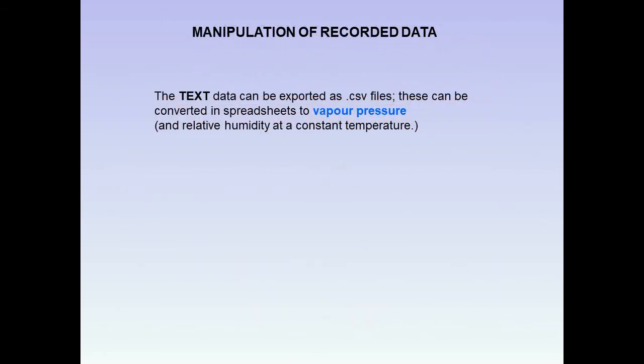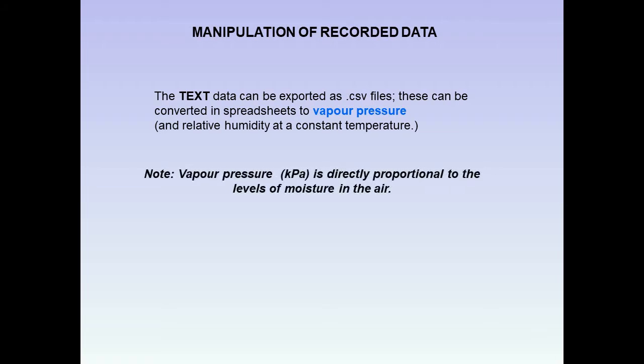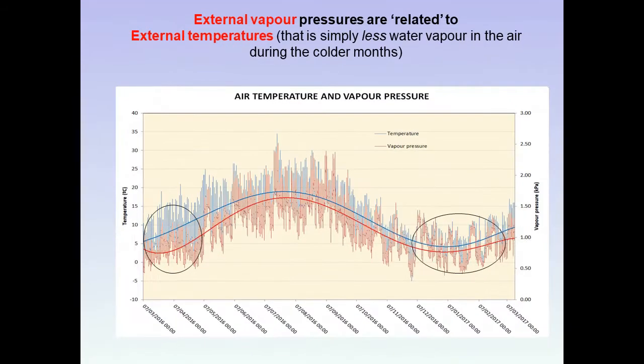Once we've got our data, we can manipulate it. The text data can be exported to Excel as a CSV file, and these can be converted to vapour pressure and indeed relative humidity at a constant temperature, as we'll see later. Note that vapour pressure is directly proportional to the levels of moisture in the air. The external vapour pressures are related to external temperatures, and if we look at it, that's simply less water vapour in the air during the colder months.